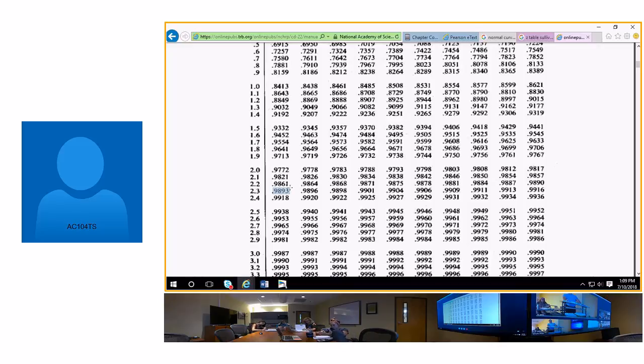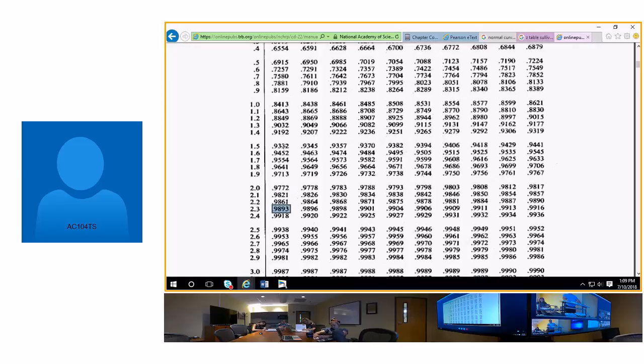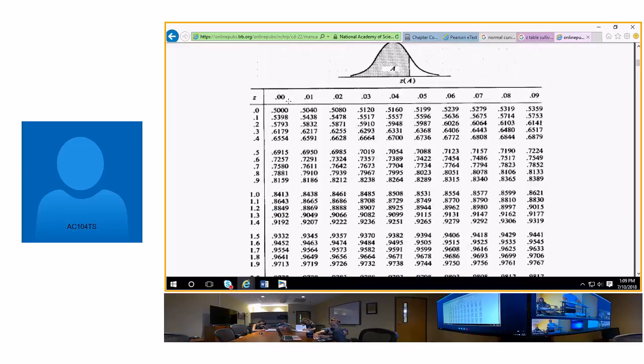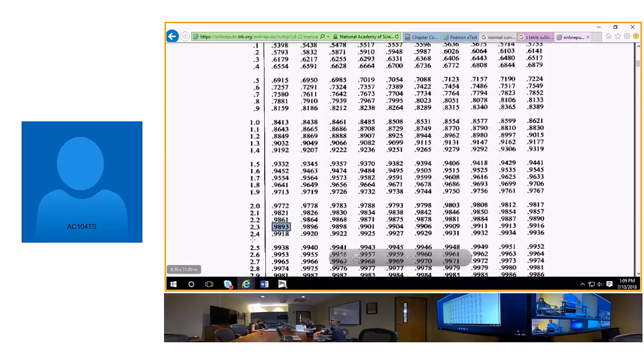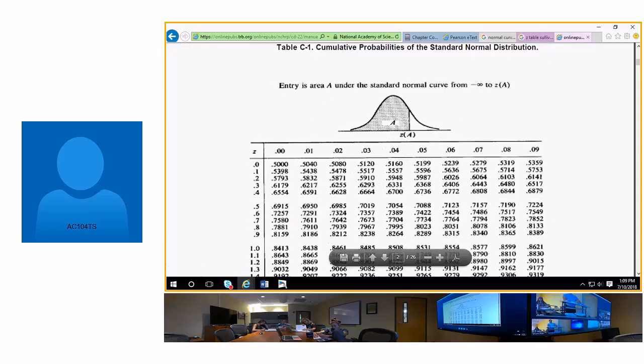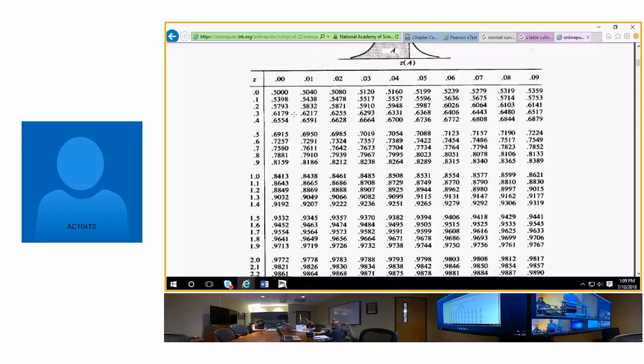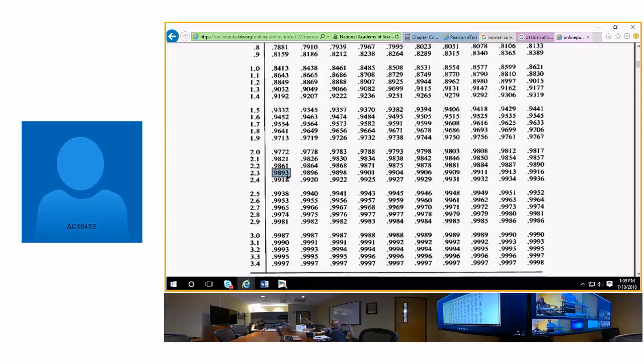Well, why did you pick the first column? Well, what is the first column? 0 cents. So what's 2.30 plus 0 cents? 2.30, 2.3. It's pretty simple. So there you go, 0.9893.